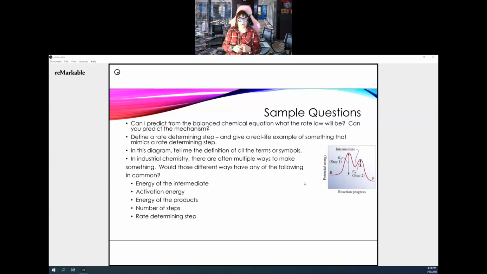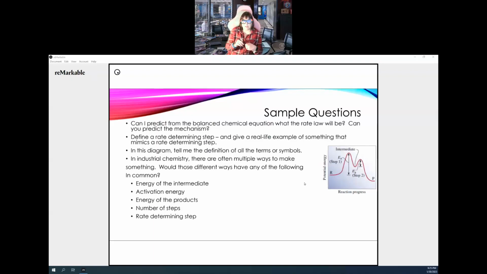Can I predict from the balanced chemical equation what the rate law will be? No. Can I predict the mechanism from the overall balanced equation? No, I cannot. Define the rate determining step. It's the slow step. It's the thing that determines the overall reaction because it's the slowest thing that happens. Give a real life example of something that mimics a rate determining step. My example was that turn from Palmetto Commerce onto Athlete Phosphate. But anything you can think of that is slow in a process that has multiple steps will work.